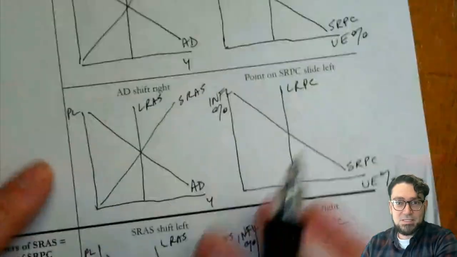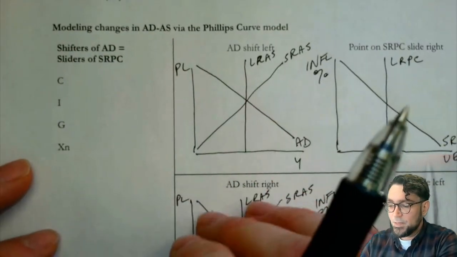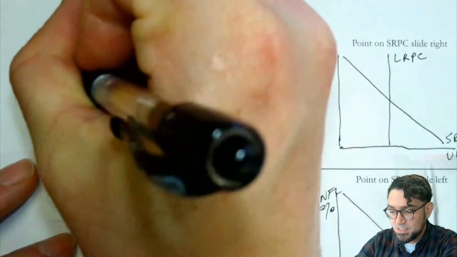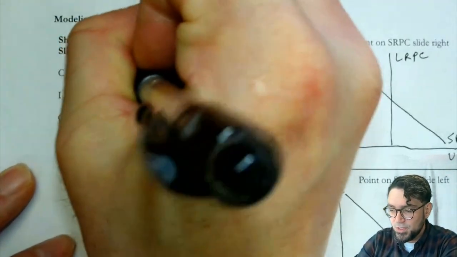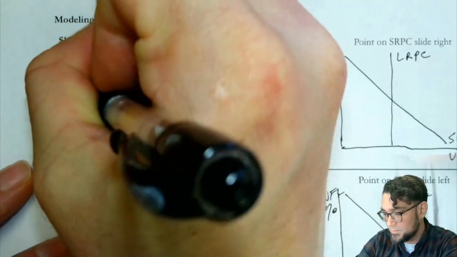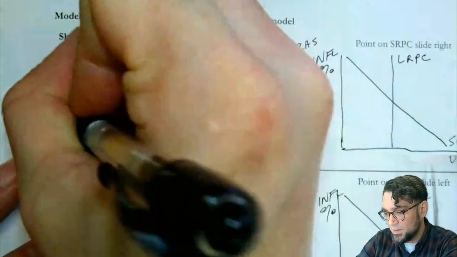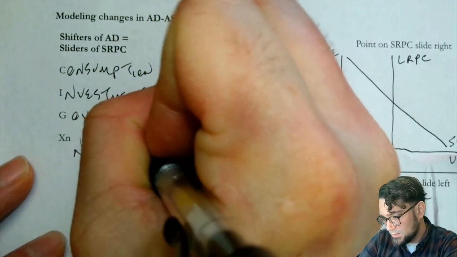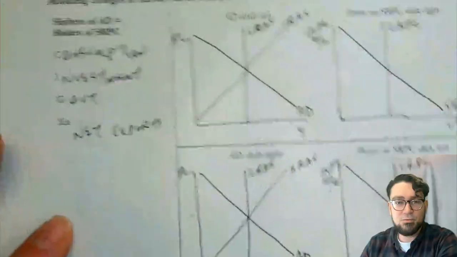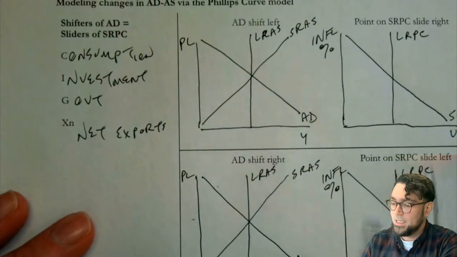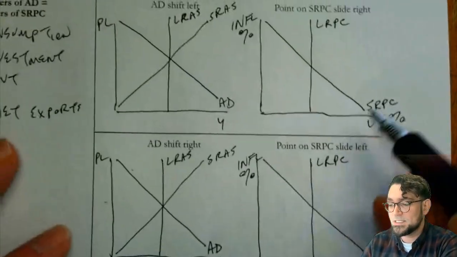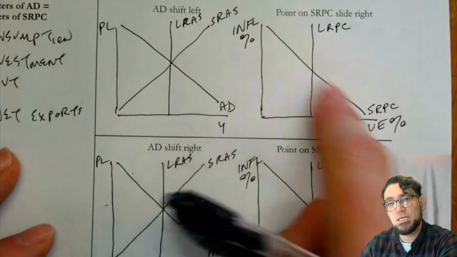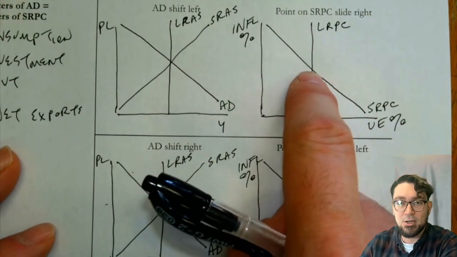Okay, so now you've got these graphs finished here, hopefully. Very quickly, I want to just remind you of the shifters of aggregate demand, what they are. You have consumption spending, you have investment spending, you have government spending, and you have net exports, right? And so these are all the different reasons that aggregate demand might change. Now, anything that changes aggregate demand is actually going to cause a slide along the SRPC. You actually have to be on an SRPC. You don't have to be on your LRPC.